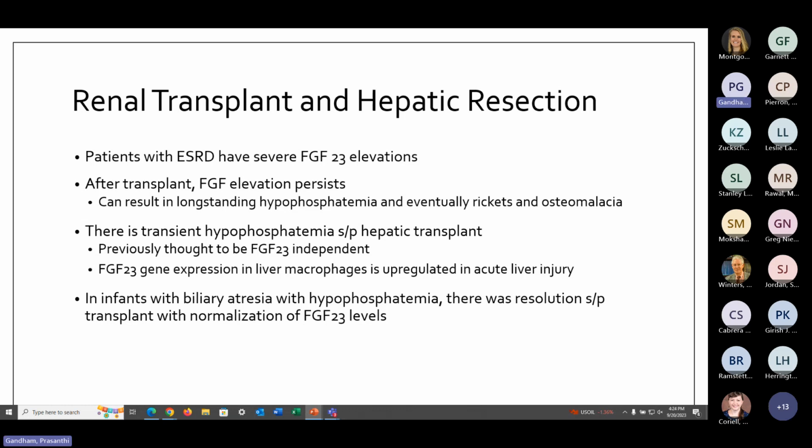There's a transient hypophosphatemia that's also seen in the setting of hepatic transplants. Previously, it was thought to be FGF23 independent, but more recently, they found that in the setting of acute liver injury, liver macrophages have increased gene expression of the FGF23 gene. And they've also seen in infants with biliary atresia who have hypophosphatemia, there was resolution of the hypophosphatemia status post-transplant with normalization of FGF23 levels.